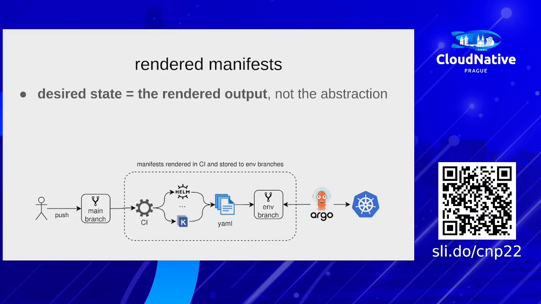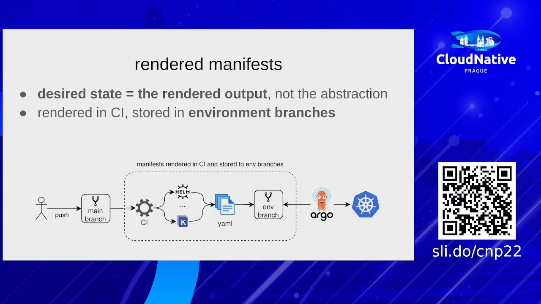Let's try to solve it by reconsidering what we mean by desired state. Desired state is the rendered output, but not the abstraction. And we should store it. We should render it and store it in Git. So we render the manifest in CI and store it in environment branches.